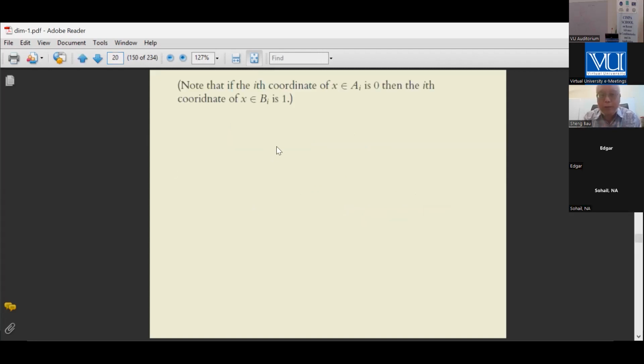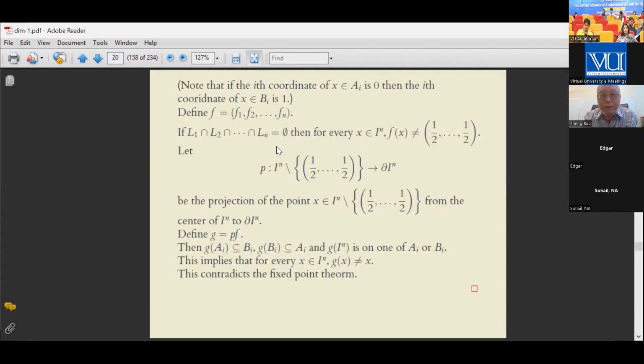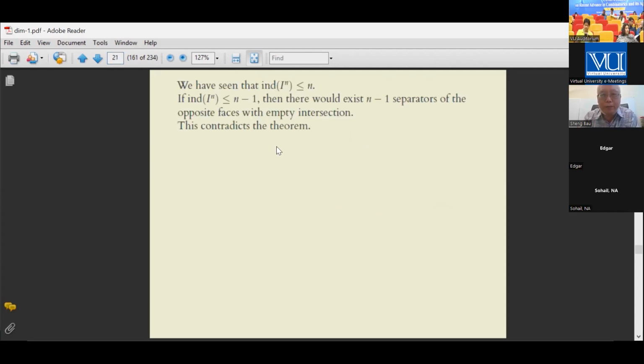We stopped just after the proof of the n-dimensional unit cube having lower inductive dimension equal to n.